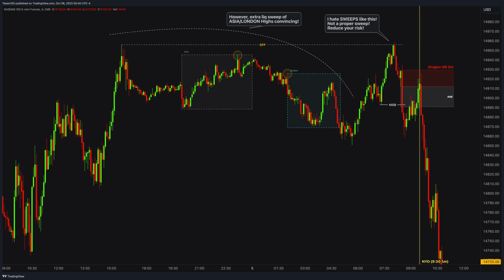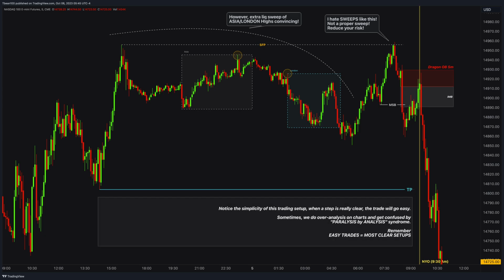Now, what do you see here? Extremely simple trading setup with high clarity. Sometimes I'm also guilty of over-analysis and missing very simple trade ideas like this one. So your takeaway is that easy trades will generally be the most clear setups you can find.